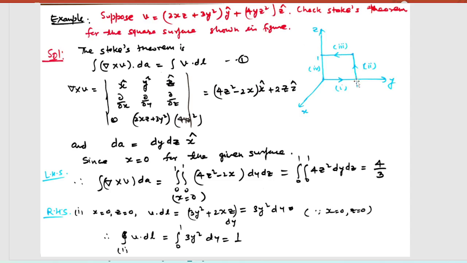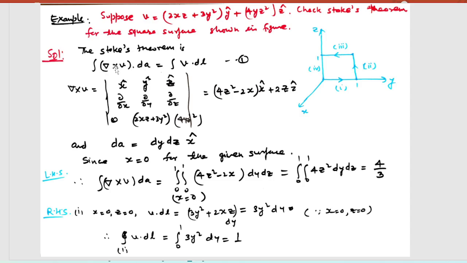The square surface is in the yz plane, and the line integral goes from 0 to 1, with first part, second part, third part and fourth part. So Stokes theorem, del cross B dot dA for this vector, should be equivalent to the line integral for the total path. The total path is first, second, third, fourth, and we have to add all these line integrals. On the left hand side is the curl dot dA.